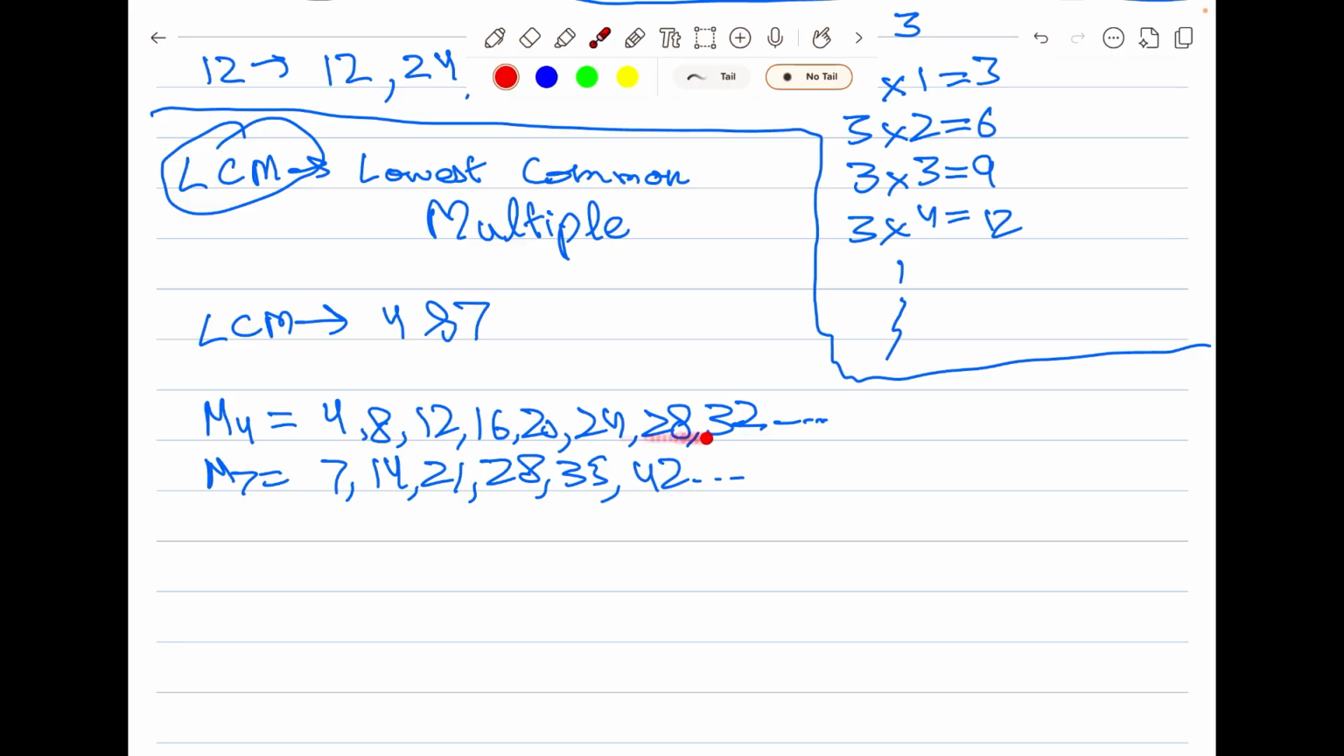So upon examination, you see that we have 28 over here in the list of multiples for 7, and we have 28 over here in the list of multiples for 4. So this is the lowest number, 28, for which 4 and 7 are both factors, common factors. So these are common factors for 28, 4 and 7. So 28 in this case will be the LCM. So I hope that concept is clear.